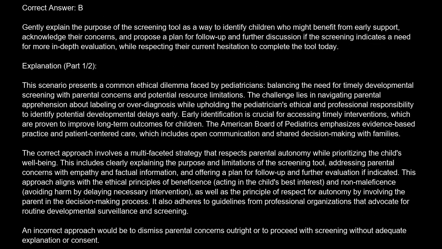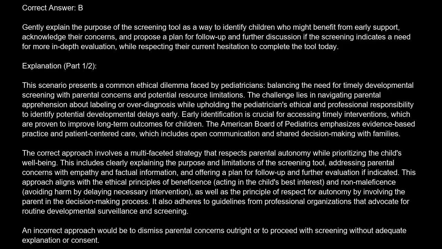The correct answer is B. Gently explain the purpose of the screening tool as a way to identify children who might benefit from early support, acknowledge their concerns, and propose a plan for follow-up and further discussion if the screening indicates a need for more in-depth evaluation, while respecting their current hesitation to complete the tool today.